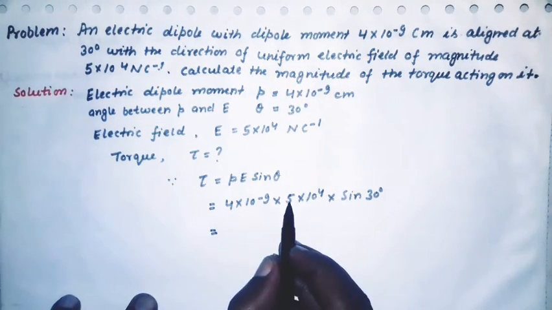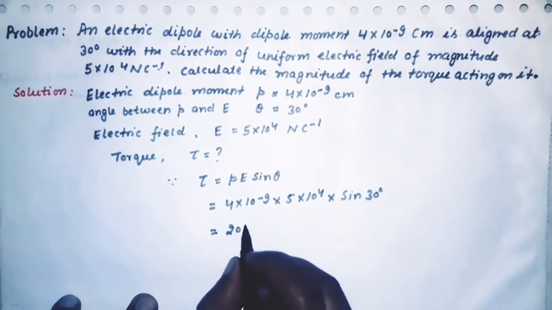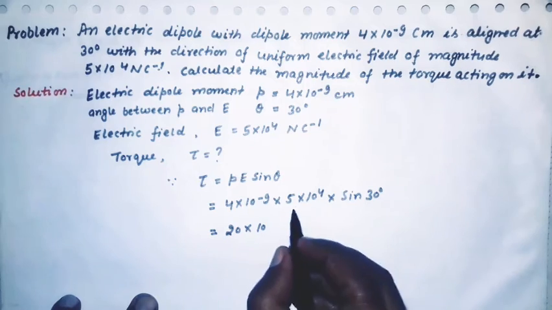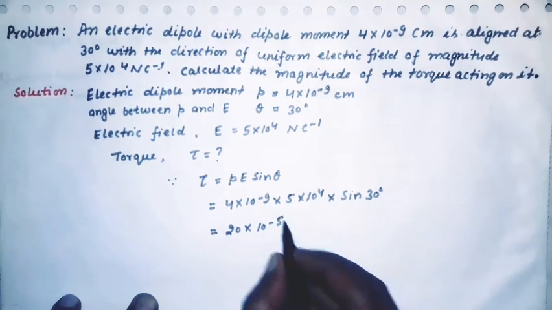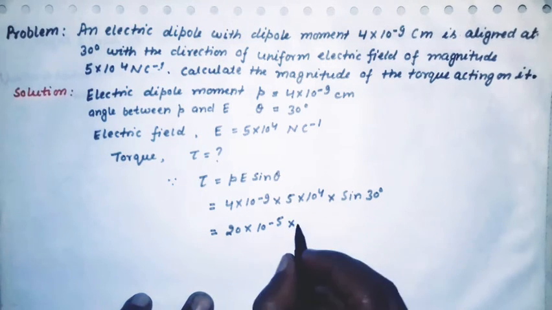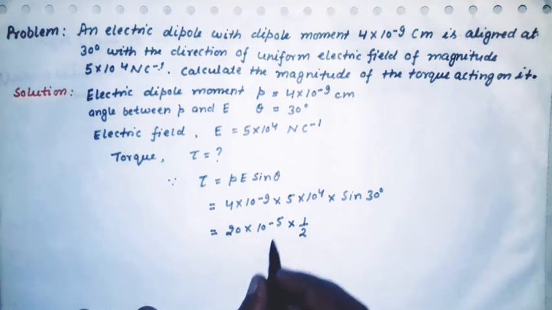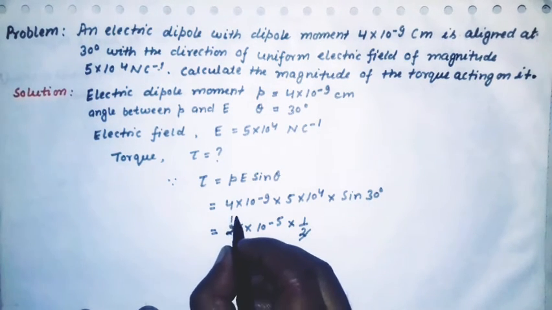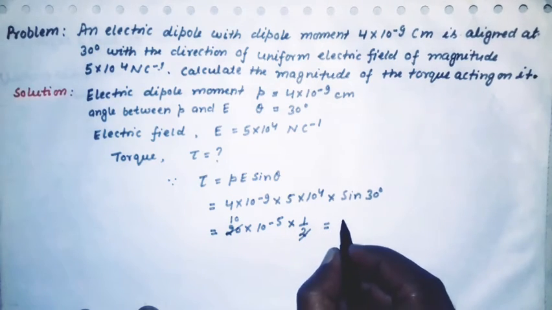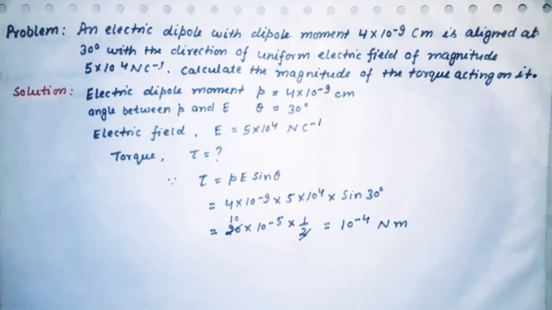This will be 4 5 are 20 and 9 minus 4 is 5. So 20 into 10 to the power minus 5. And sine 30 is half. So this will be 10 into 10 to the power minus 5, that is 10 to the power minus 4 Newton meter. So this is the value of torque.